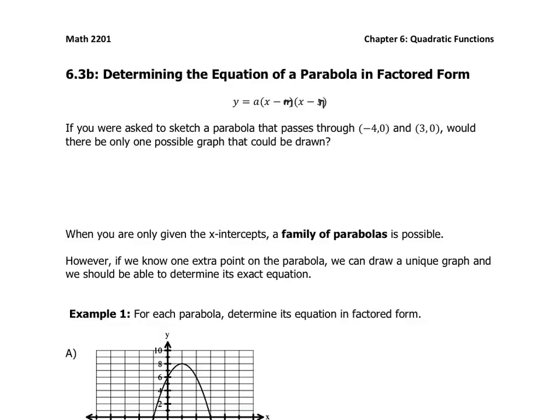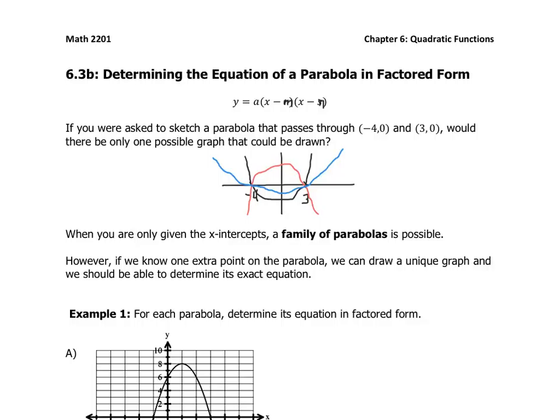If you're asked to sketch a parabola that passes through the 2 points (-4, 0) and (3, 0), would there be only one possible graph that could be drawn? The answer would be no, because there's -4 and there's 3, and a bunch of different graphs could be drawn. You could draw one that goes like this, one that goes like this, one that's really wide, or one that's really narrow, and so on. There are lots of different graphs that could be drawn.